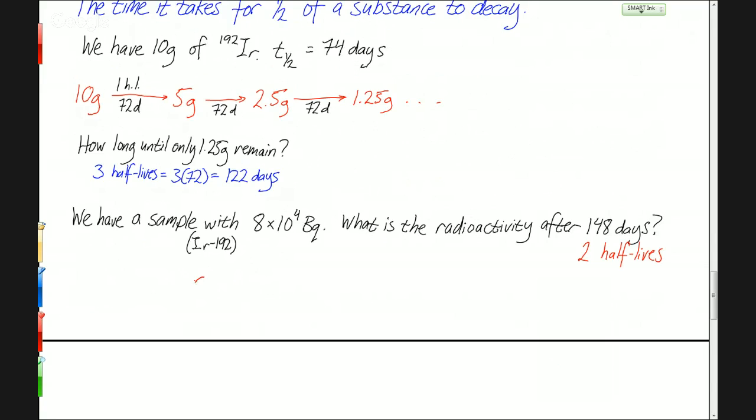So we're going to go 8 times 10 to the 4th to start. After 1 half-life, we've got 4 times 10 to the 4th. After 2 half-lives, we've got 2 times 10 to the 4th. So after 2 half-lives, that's how much is left.